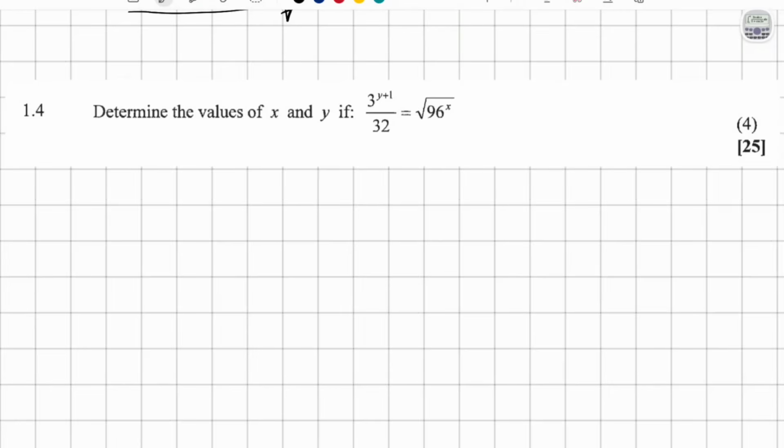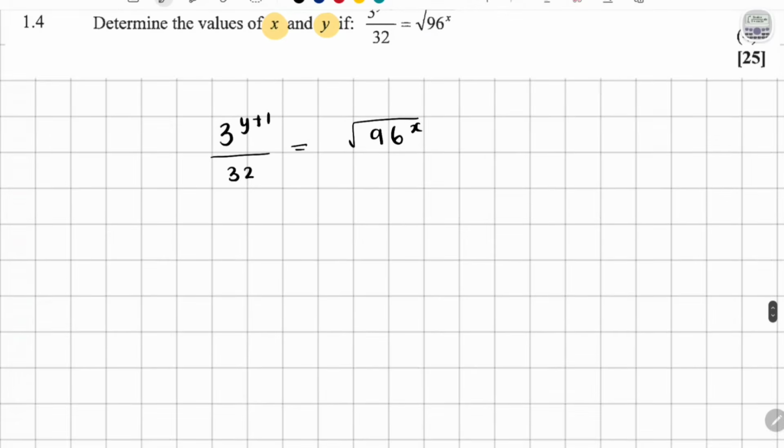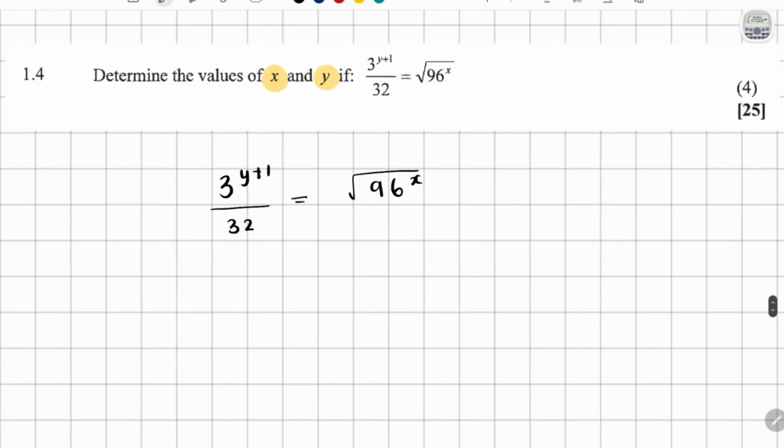The last question says determine the values of x and y if we have been given this expression. Okay, let me rewrite the expression down and let's just look at what's going on here. So this is the expression that we have. First of all, we have to solve for x and y.